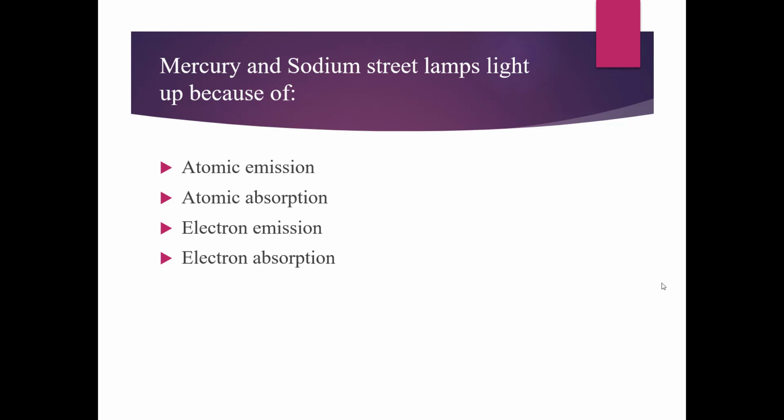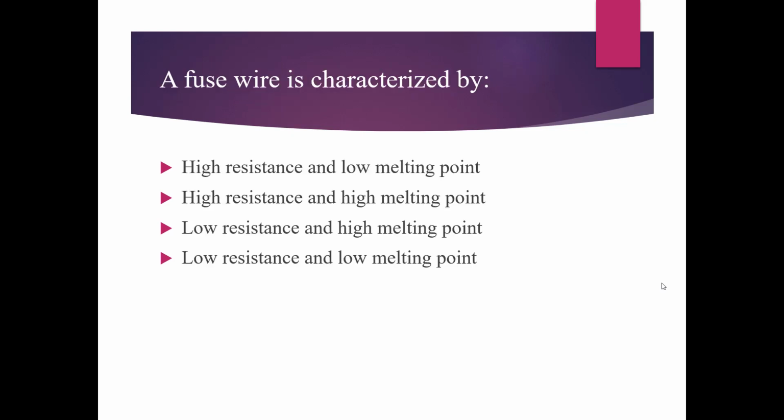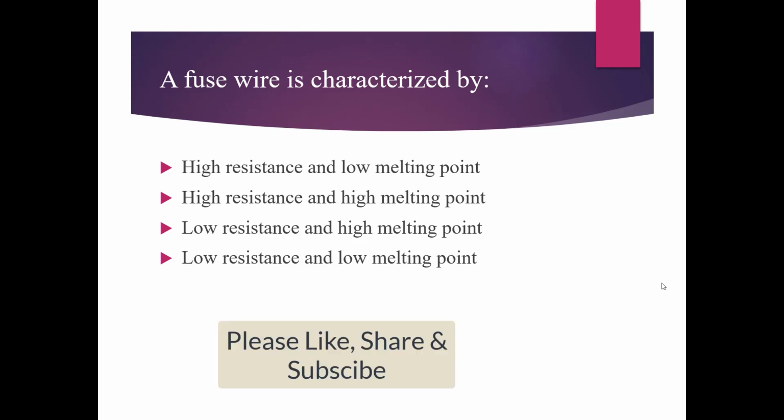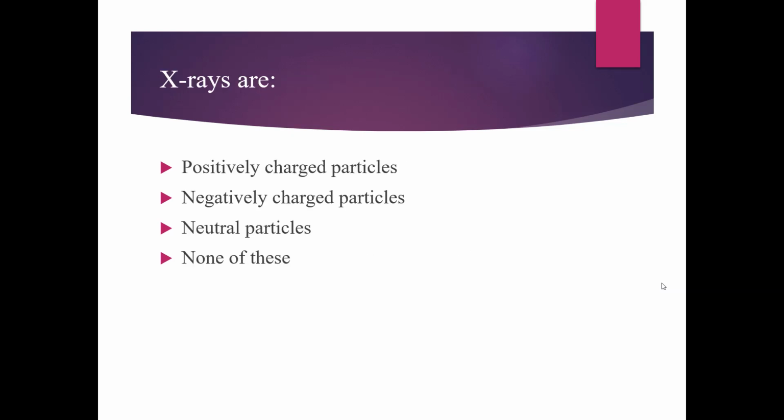Mercury and sodium street lamps light up because of atomic emission, atomic absorption, electron emission, or electron absorption? They light up because of the electron emission. A fuse wire is characterized by, the purpose of fuse wire is to stop the flow of excessive current and break down the circuit. So it has got to have low resistance and low melting point.